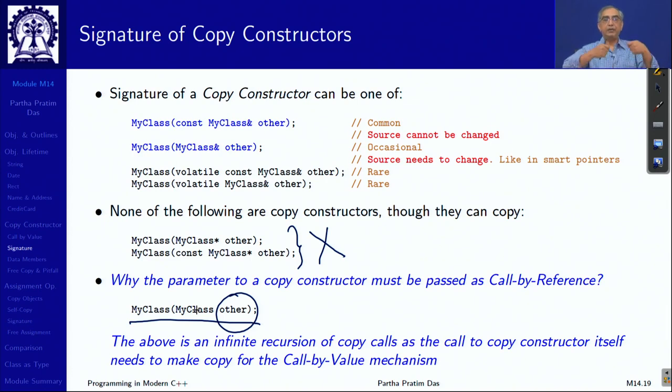That needs the copy constructor to be invoked. And if I do that for the copy constructor, then the copy constructor itself will have to be invoked, and to call that I need to copy the actual parameter again. So, the copy constructor will be called again, and I end up having an infinite recursion. If you write this, you will never be able to end. So, the only way to write a copy constructor is by reference, and preferably by constant reference.